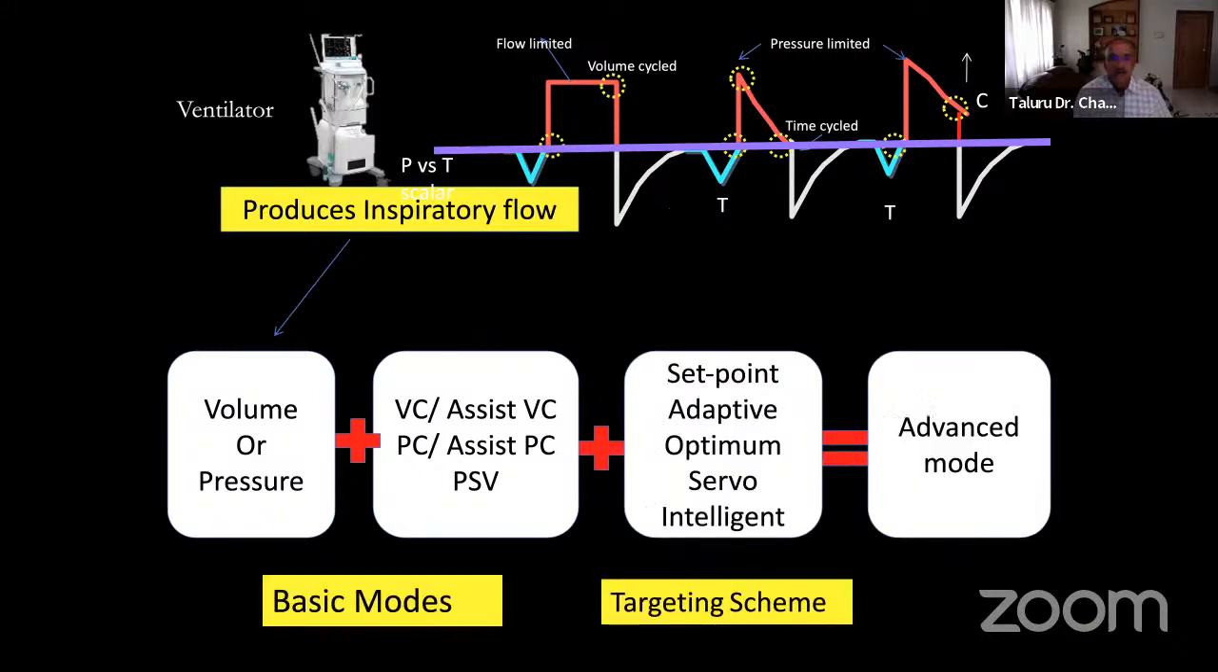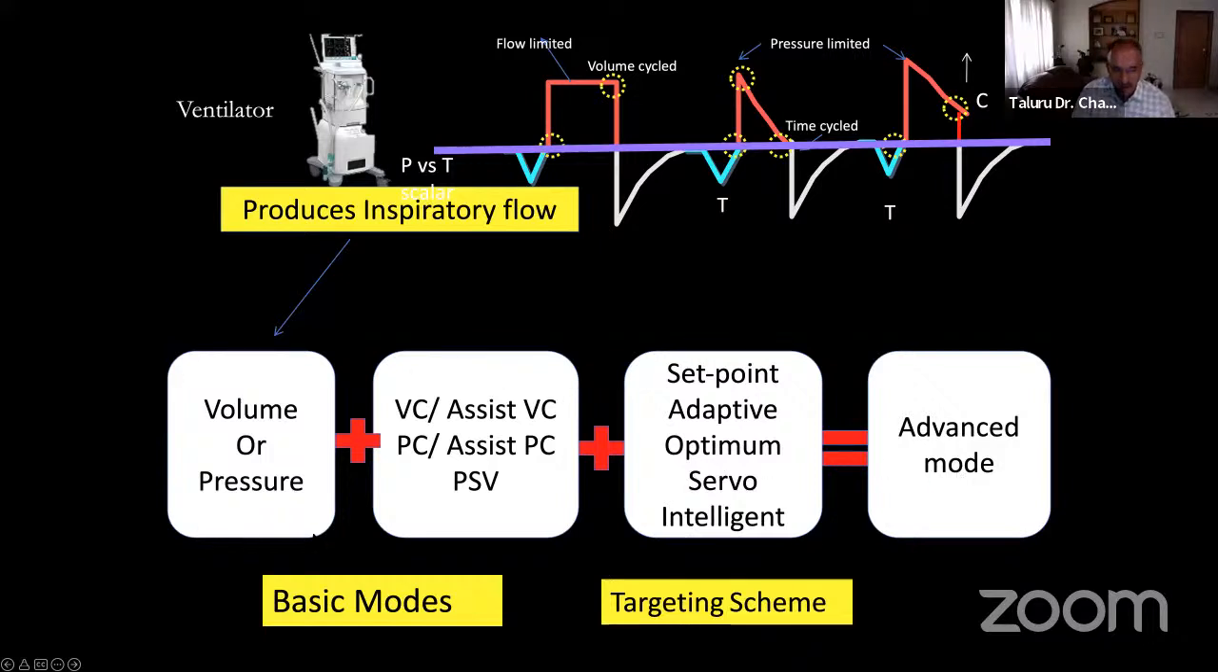See, this is what happens. Volume or pressure. Always think, what is the breath delivery, volume or pressure? Then what is the breath type that I'm giving? Volume, pressure control or pressure support? Then what is the target? What is the targeting scheme? Then that becomes the advanced mode.